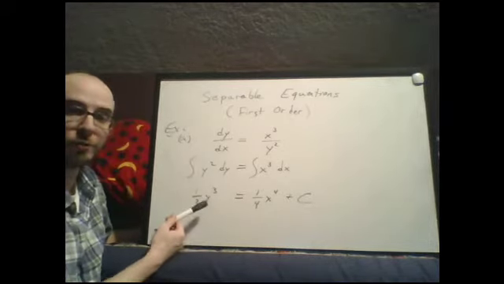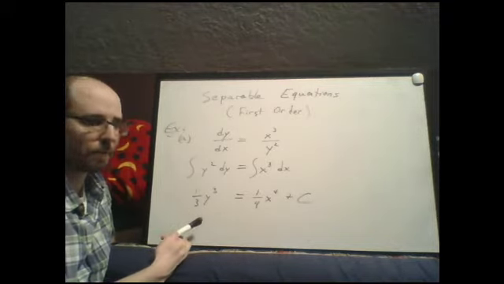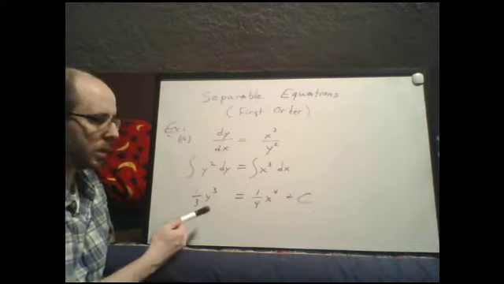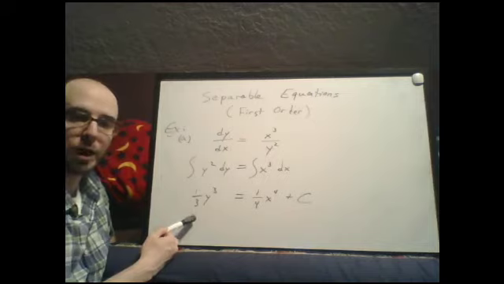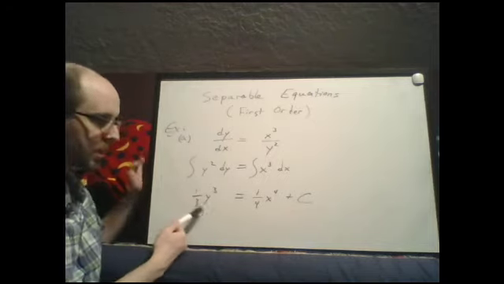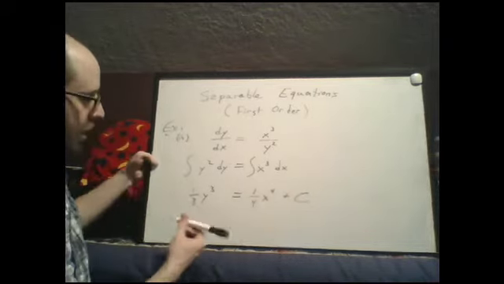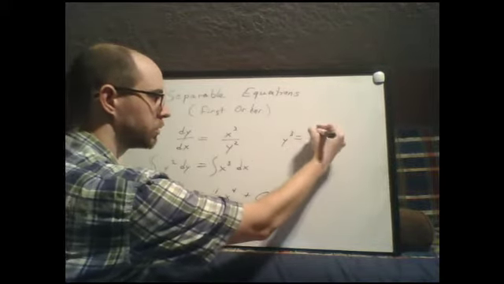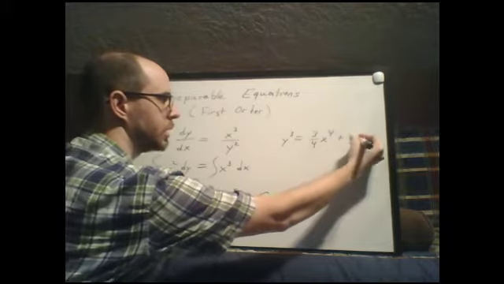All right, so after I've integrated, now the derivative stuff is gone. There's no y prime in this equation. So now, ideally, I'll be able to solve for y. I might not be able to solve for y depending on how complicated this stuff is. But in this case, I can solve this for y. Let's multiply by 3. We get y cubed equals 3/4 x to the 4th plus 3c.